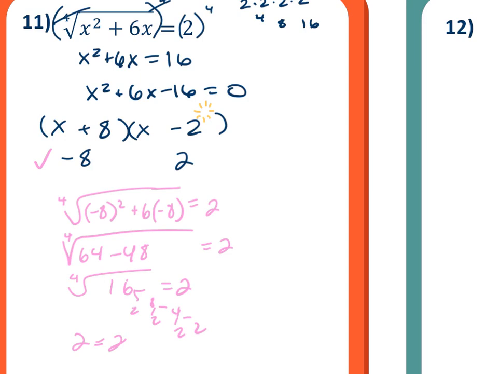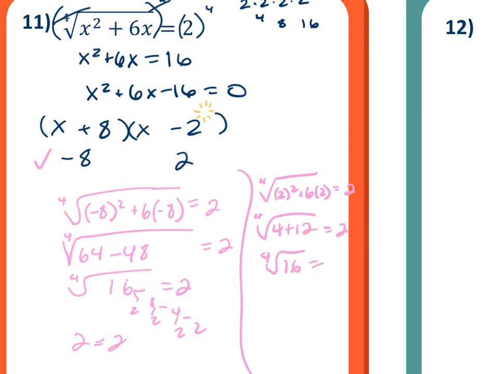That one works. Plug in the 2, 4th root of 2 squared plus 6 times 2 equals 2. 4th root of 4 plus 12 equals 2. 4th root of 16 again equals 2, and 2 equals 2. So both of these work as solutions.